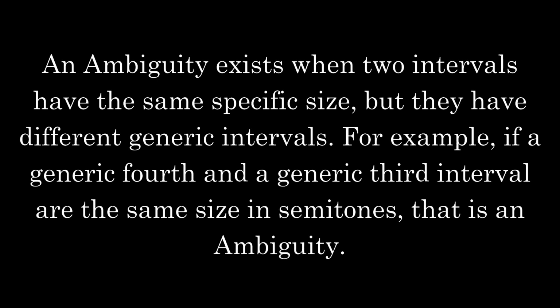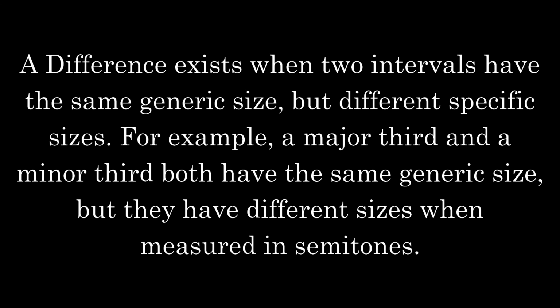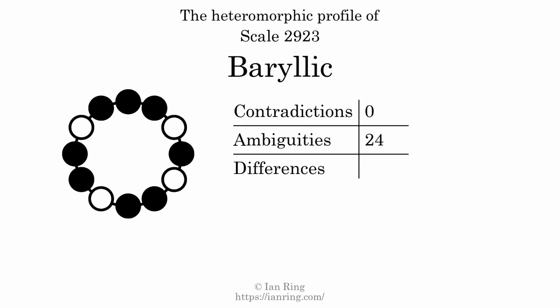An ambiguity exists when 2 intervals have the same specific size, but they have different generic intervals. For example, if a generic fourth and a generic third interval are the same size in semitones, that is an ambiguity. The number of ambiguities in this scale is 24. A difference exists when 2 intervals have the same generic size, but different specific sizes. For example, a major third and a minor third both have the same generic size, but they have different sizes when measured in semitones. The number of differences in this scale is 103.